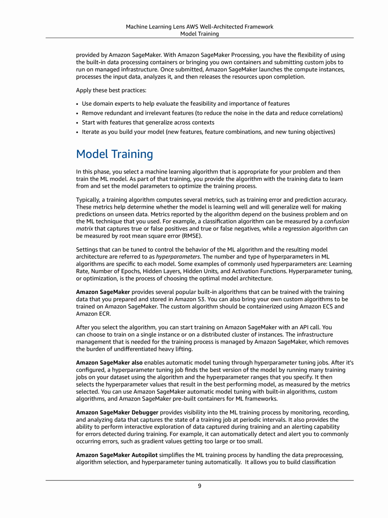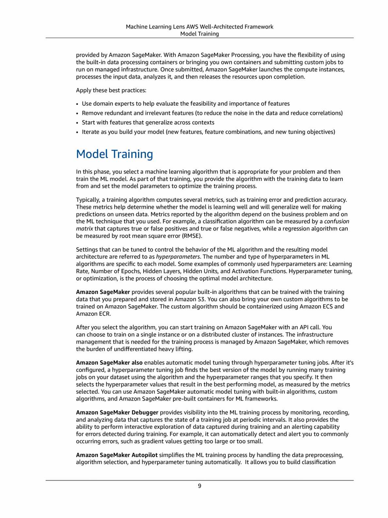Model training. In this phase, you select a machine learning algorithm that is appropriate for your problem and then train the ML model. As part of that training, you provide the algorithm with the training data to learn from and set the model parameters to optimize the training process. Typically, a training algorithm computes several metrics, such as training error and prediction accuracy. These metrics help determine whether the model is learning well and will generalize well for making predictions on unseen data.